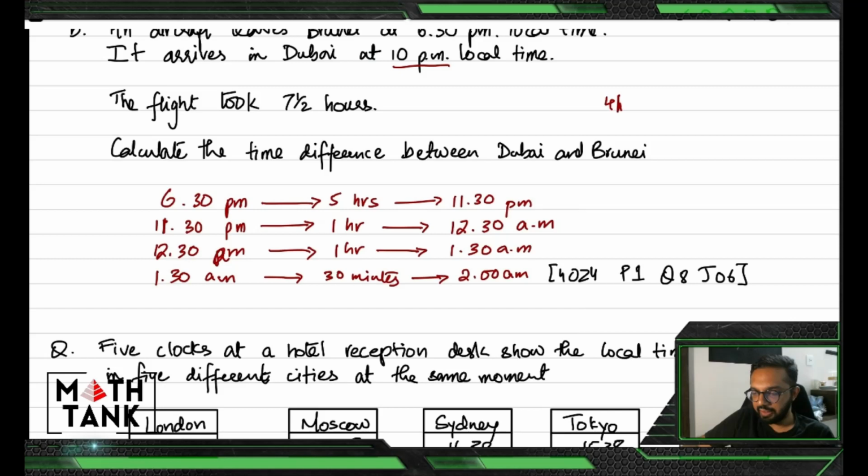I hope everybody can see that. 4 hours. Dubai is behind Brunei. Okay, Dubai is 4 hours behind Brunei. That's the time difference between Dubai and Brunei.